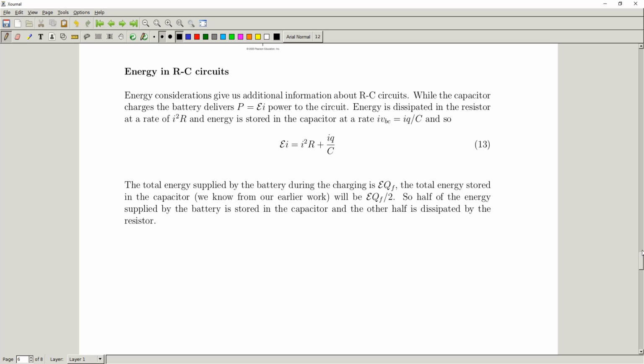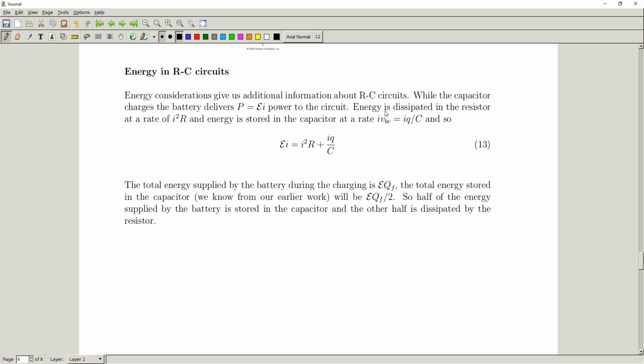We know that while the capacitor is charging, our battery is delivering power to the circuit. The power that it's delivering is P, which is equal to our EMF times the current at that moment in time, right? And we also know that energy is being dissipated in the resistor at a rate shown by this value here. And we also have energy being stored in the capacitor, which is equal to this value and this value also. For some of this, you'd have to look back at the work we did in the capacitor section to see where we derive them from.